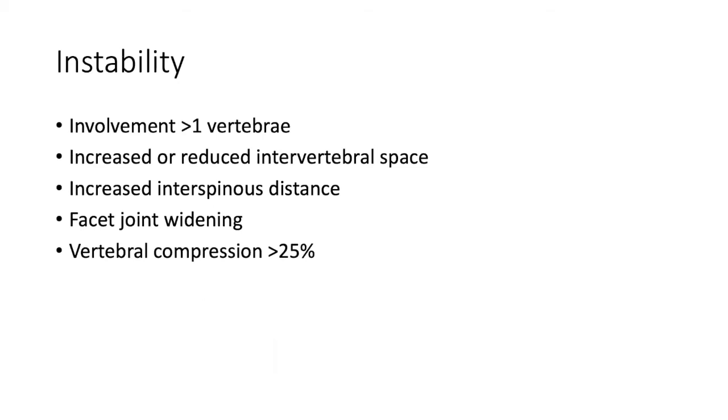The general indicators for instability are involvement of more than one vertebra, increased or reduced intervertebral space, so in between the vertebrae, if it's severely increased or severely reduced, increased interspinous distance, facet joint widening, and vertebral compression of more than 25%.